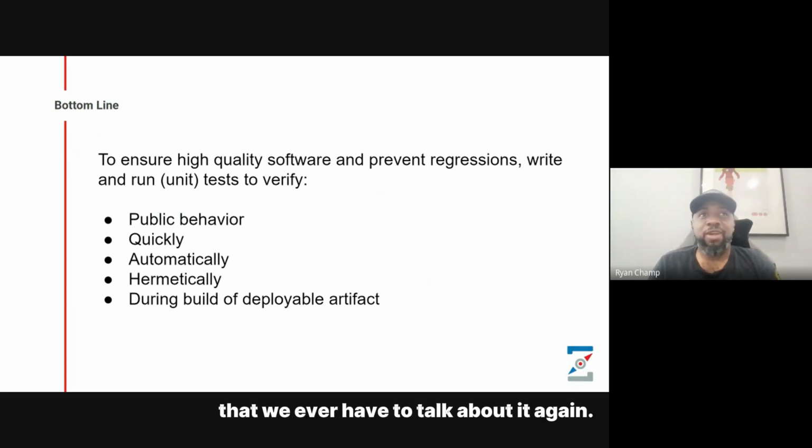The other kind of existential benefit of it is it shows up in the reduced number of times that we ever have to talk about it again. If it goes out there and it works, and we haven't talked about it in 6 months, and it's just doing its thing, that is the hallmark of success for testing, in my opinion.